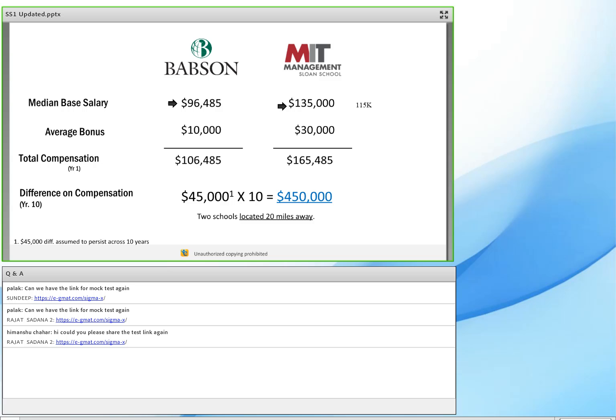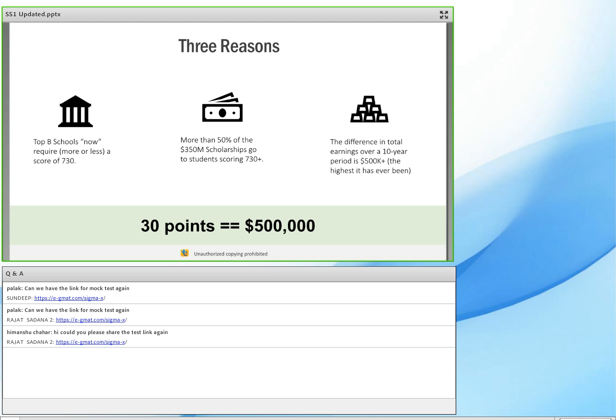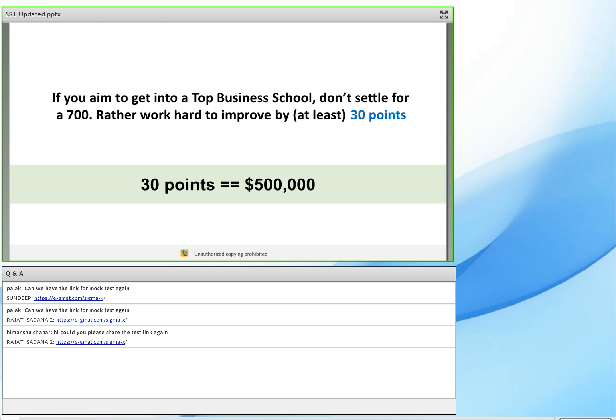So over the course of 10 to 12 years, I graduated 12 years ago, these companies have started valuing MBAs from top B schools a lot more. So again, if I were to do an MBA today, I wouldn't go to Babson. I would probably go to a top school and pay some of the tuition fee. So again, 3 reasons why you should aim for that score of 730 or higher. Those 30 points are easily $500,000 worth of net worth.